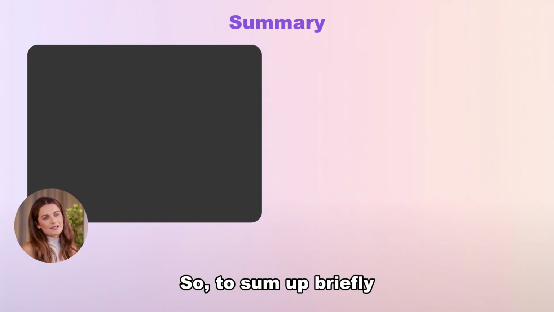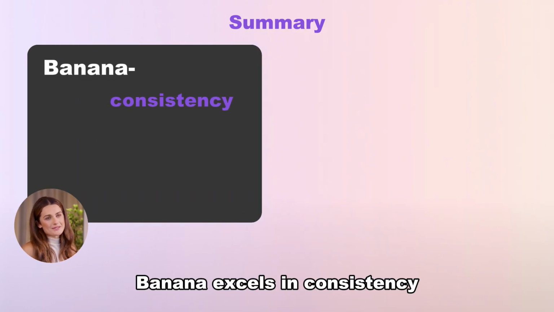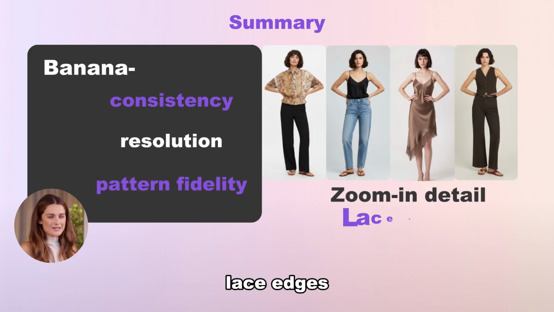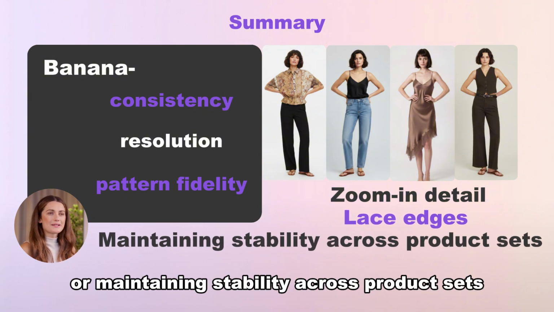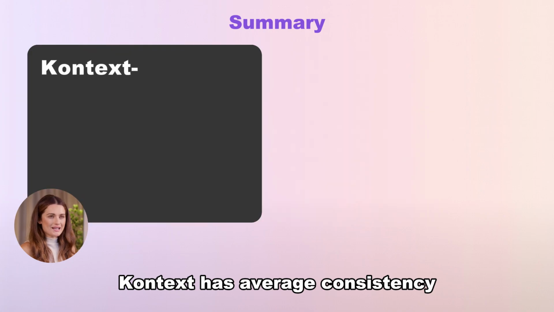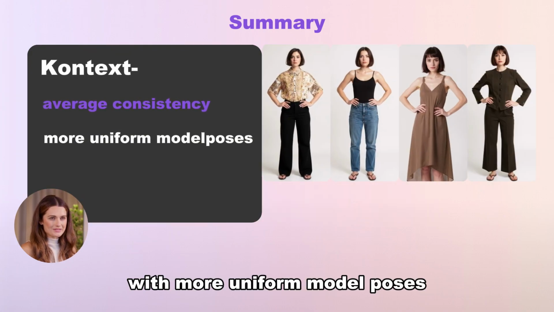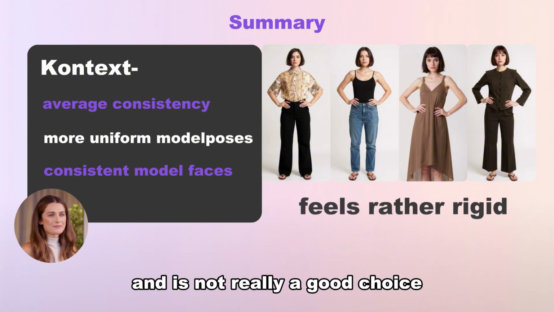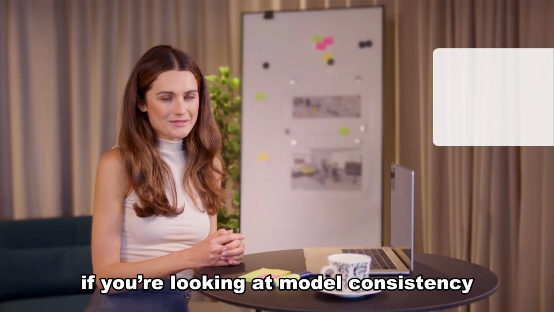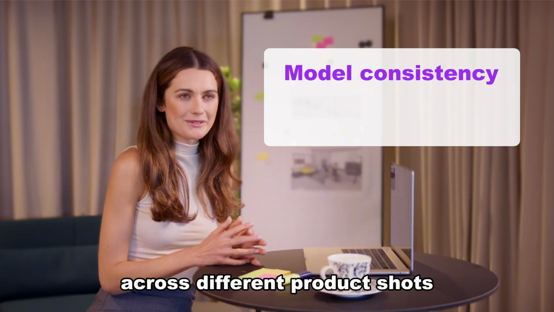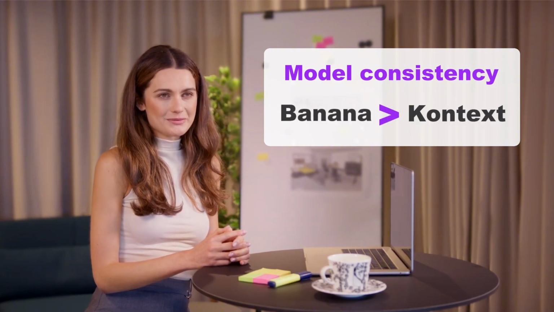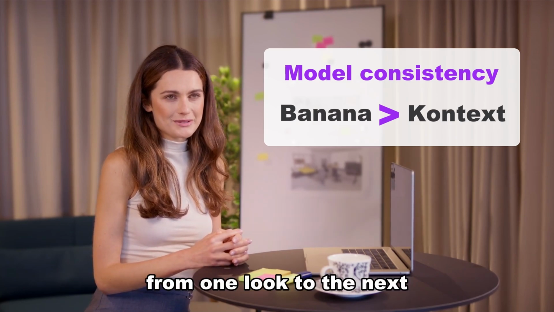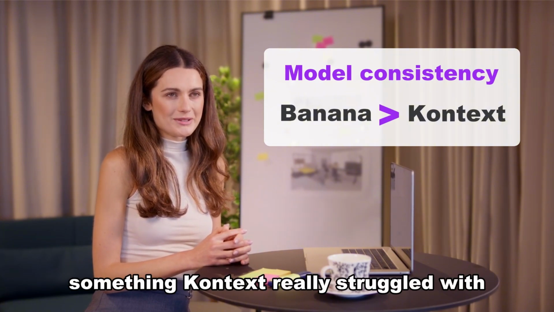So, to sum up briefly, Banana excels in consistency, resolution, and pattern fidelity, making it a good choice if you care about zoomed-in details, lace edges, or maintaining stability across product sets. Kontext has average consistency, with more uniform model poses and consistent model faces, but overall it feels rather rigid and is not really a good choice. And one more tip. If you're looking at model consistency across different product shots, Banana is currently the safer bet. It not only keeps the clothing aligned, but also keeps the model's identity stable from one look to the next. Something Kontext really struggled with.